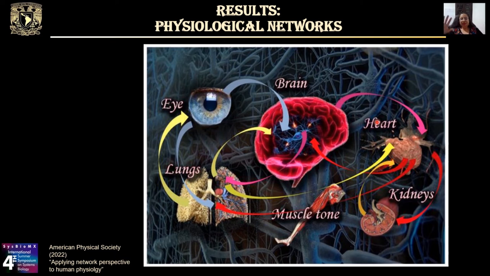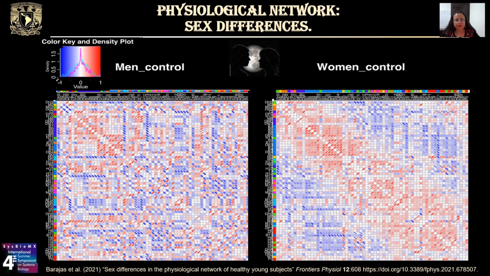Here I will show you some of the results of our more recent publications that had to do with these physiological networks, first going from healthy soldiers to all soldiers and then to 3 different diseases that we are going to treat. Let's start with the physiological network of healthy soldiers.